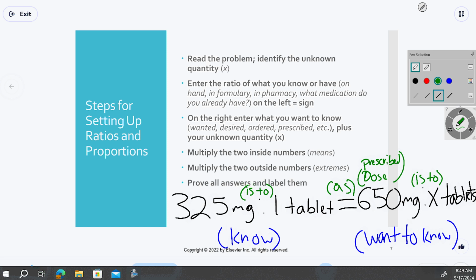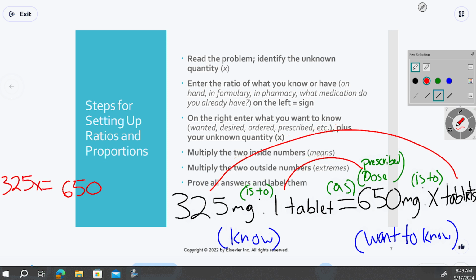And then that's when I go to the means and extremes part. I multiply these middles. There's a lot of words here, but the middle is the means, the outside numbers are the extremes, and it's just multiplication. These are all going to seem really simple, but it's for a reason. So 1 times 650 is 650. Pretty simple. 325 times x, 325x, because I can't do anything with that until I figure out what x is. So I'm stuck here now.